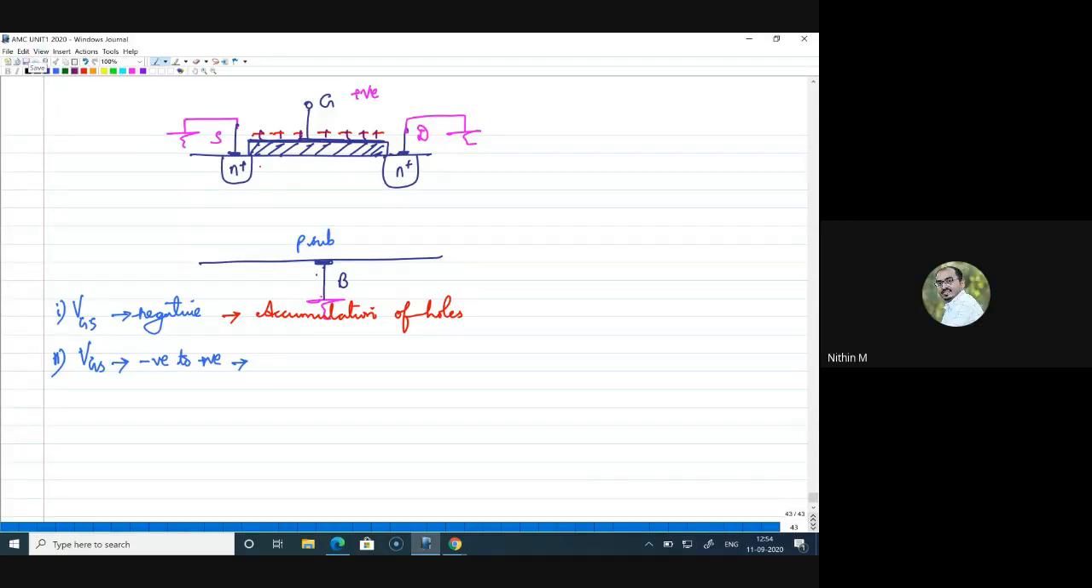Since it is time, I'll wind up with this. We'll continue this in the next class, the operation of how we will apply a positive VGS voltage and how we will go further, right?